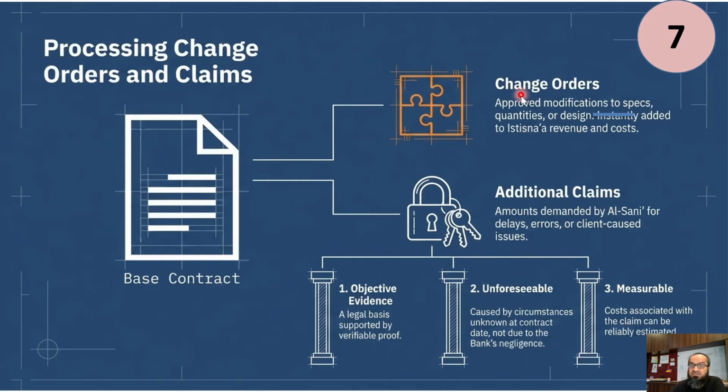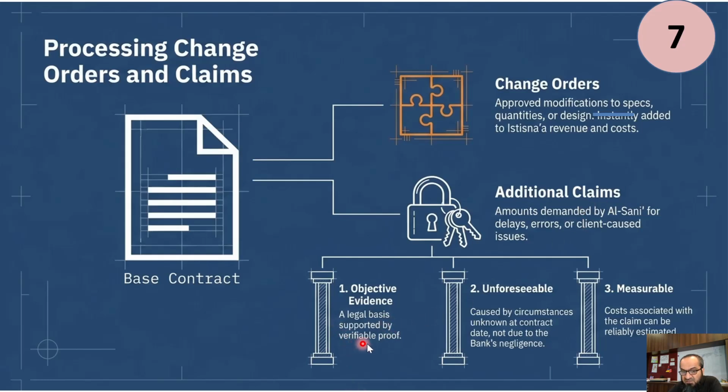And if there are some additional claims, that is some claims which are because of delays by the Masnu, the Masnu did not provide the specifications in time, there are some errors in communication, or some cost issues caused by the client, and we have suffered some cost because of that. So these are the additional claims. We cannot charge profit for additional claims as per the standard. What we can do is charge the actual out-of-pocket expenses the bank has suffered.